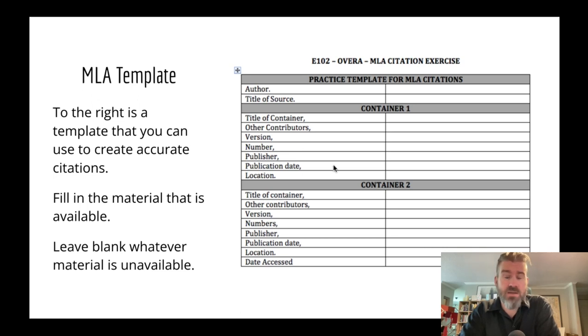And publication date may vary. It may have a publication date. It may not. If it's an online source, that publication date may be a day, month, and year. It may be a month and year. It may be a year, or it could even be a season in a year. So like spring 2025 or summer 2025. Location can also vary. If it's a printed version of something, that would be the page numbers. And if it's an online source, that would be the URL or the web address.